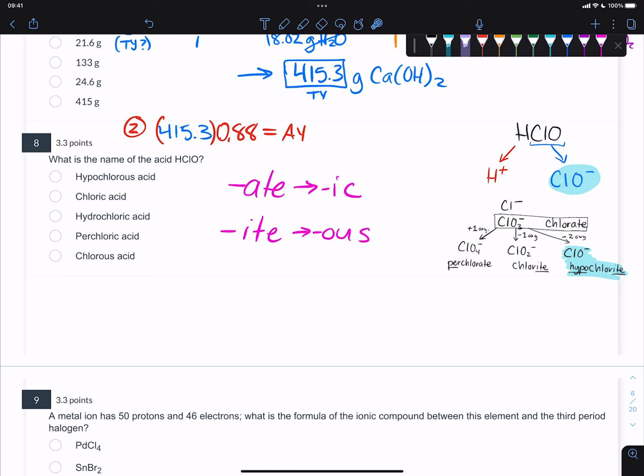So what this means is if the ion ends in ate, then you add the ick ending, and they're all going to end in acid. So for example, I'll do nitrate. This is the nitrate ion. The nitrate ion is NO3 minus. If I want to make this an acid, I'm going to add an H for every negative charge. Since there's one negative charge, I'm going to add one H. This is no longer a nitrate ion. This is nitric acid.